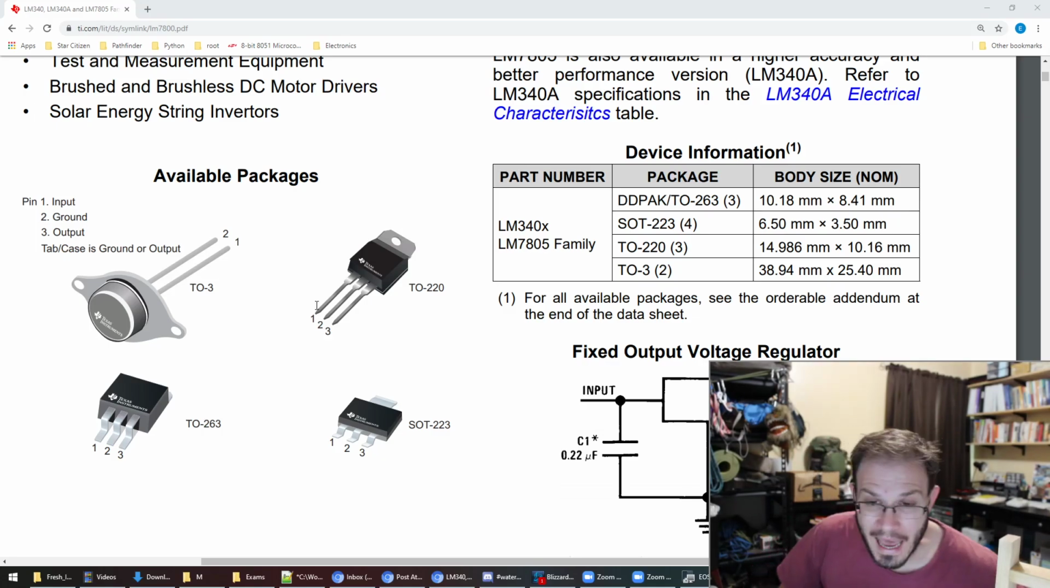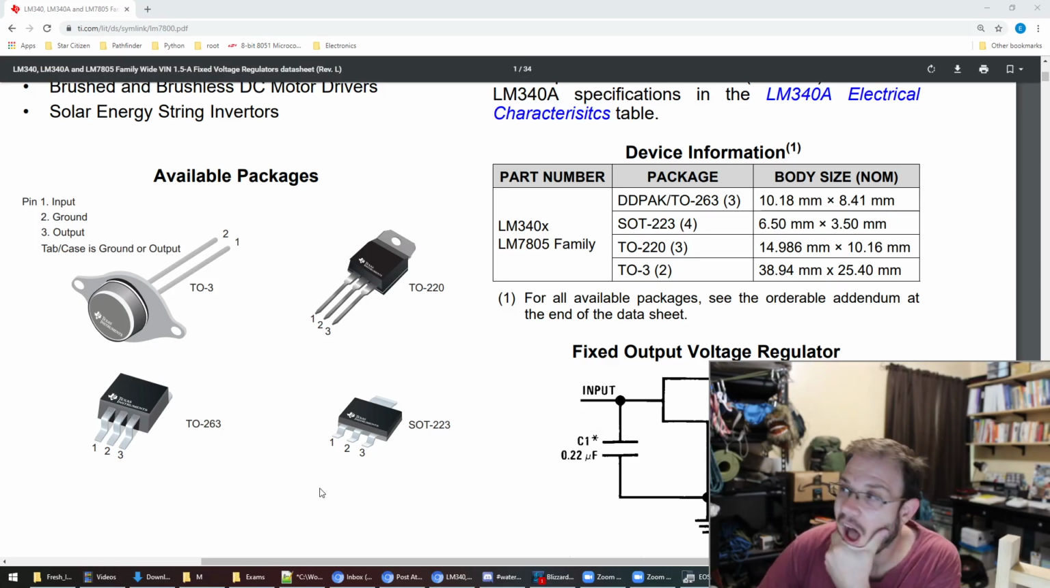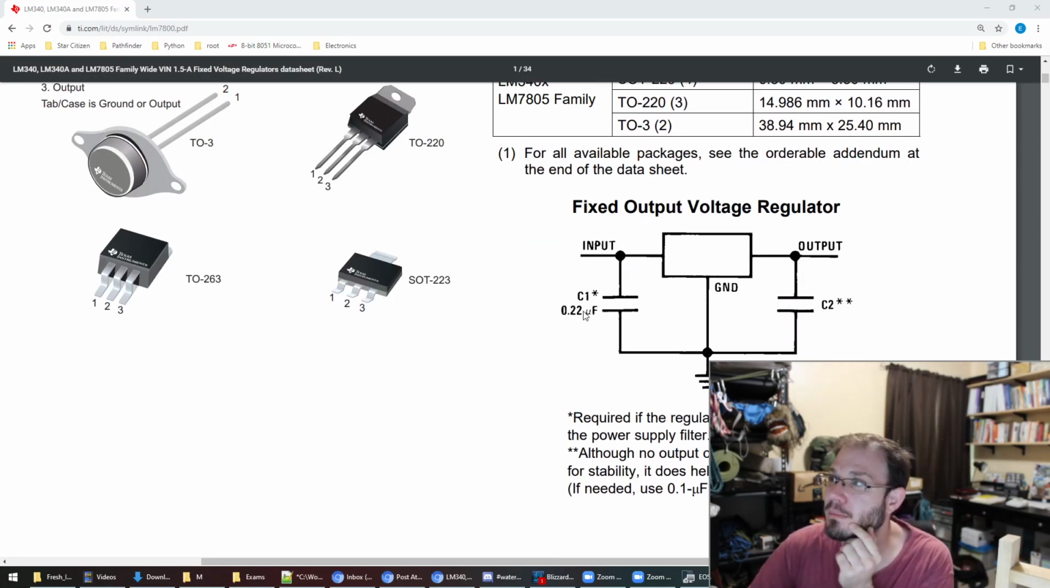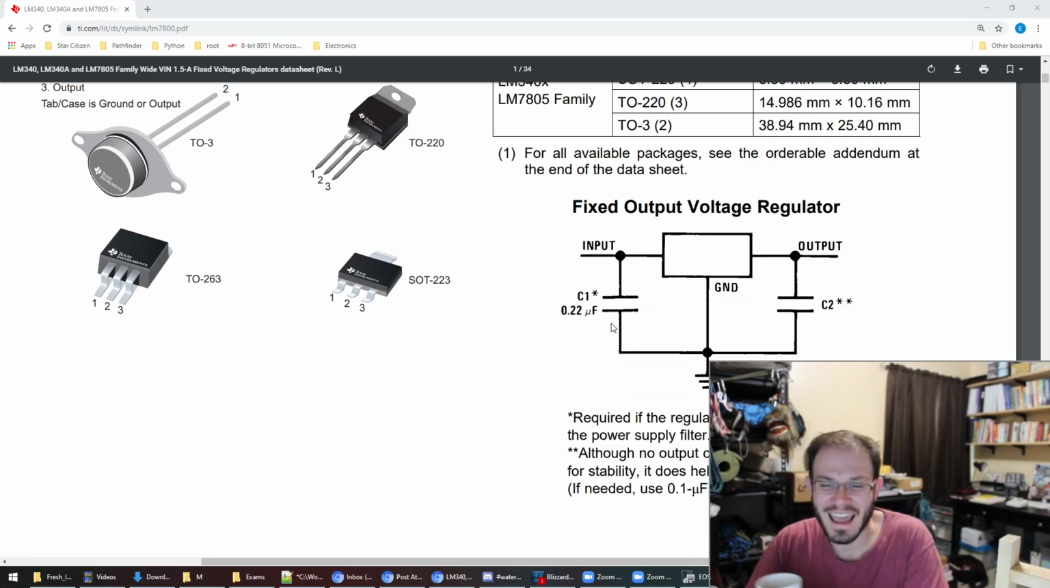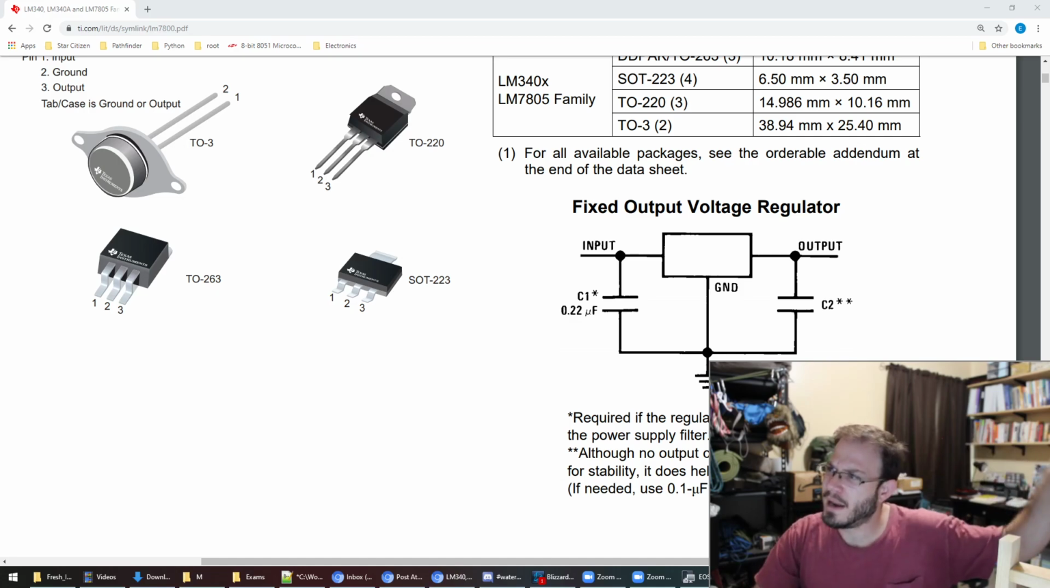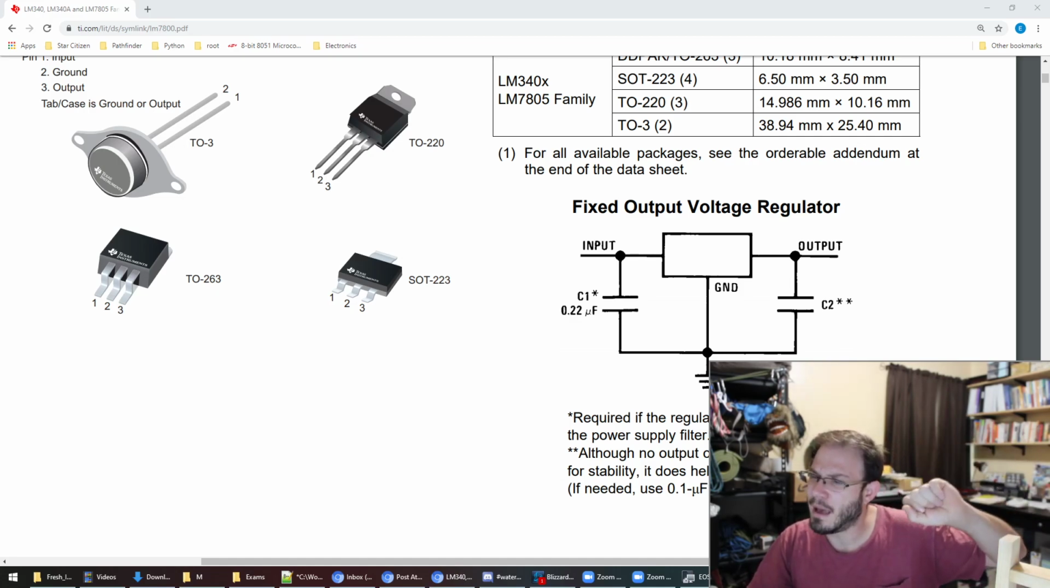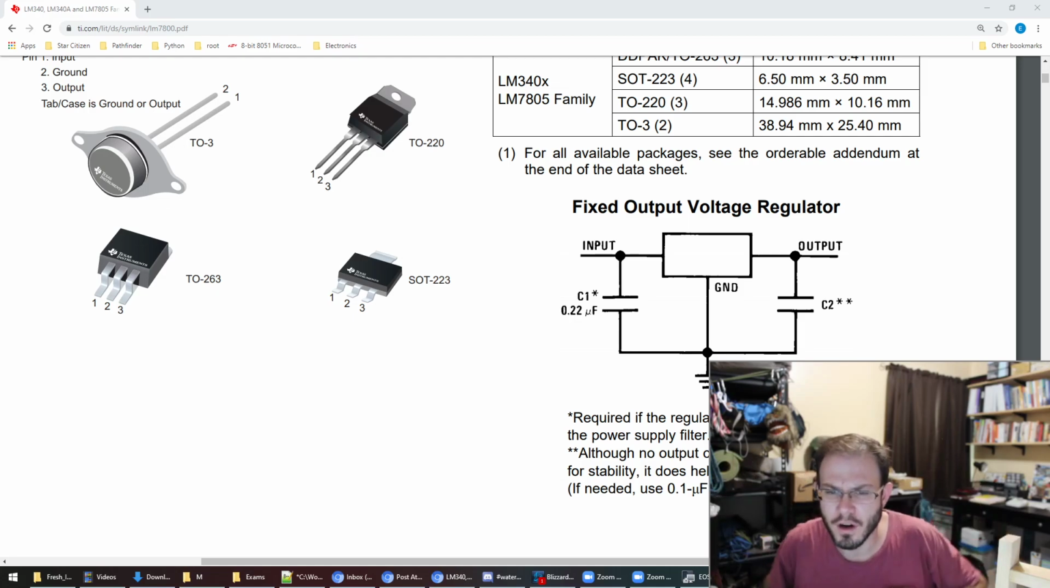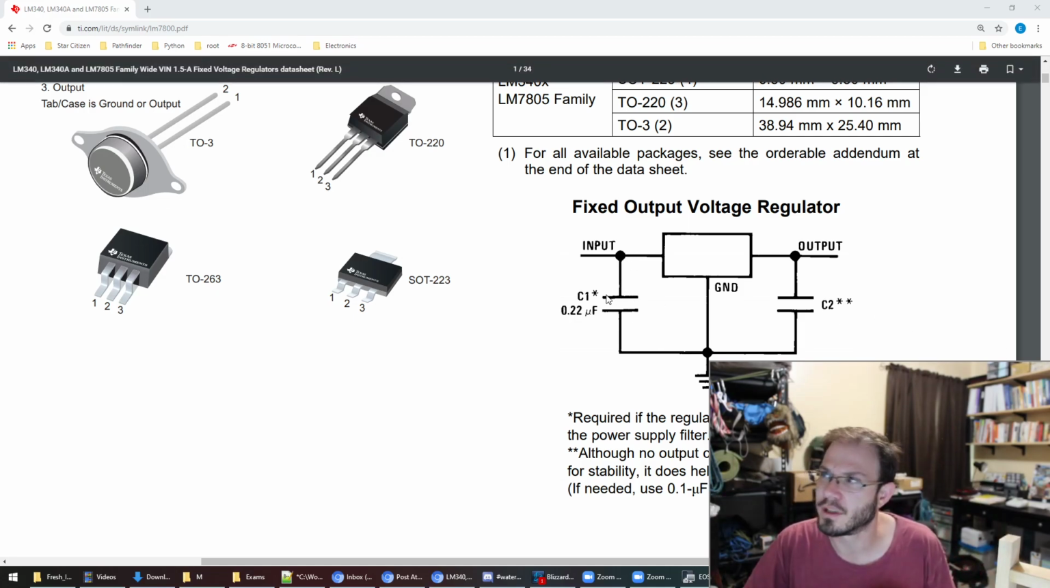Okay, for those filter caps, where did I get those values? Well, I'd like to say I got it from this data sheet, but apparently I didn't. Over here, input C1, for this one they are recommending 0.22 microfarads, and they're saying required if the regulator is located far from the power supply filter. So if the transformer, that smoothing cap and that regulator are physically further apart, then C1 is not even optional, it's mandatory. We need that for the regulator to work.